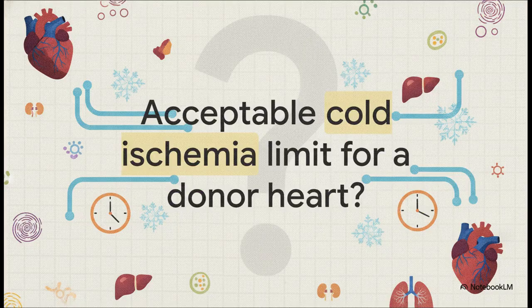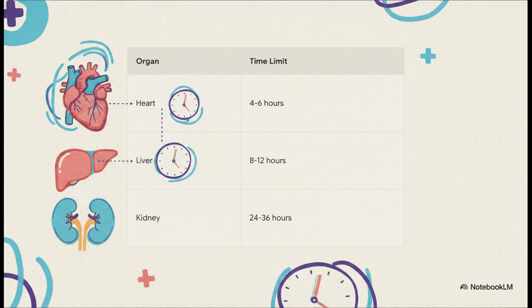Question 23. In modern heart transplantation, what is the upper limit of acceptable cold ischemia time for a donor heart before the risk of primary graft dysfunction increases significantly? A, 4 to 6 hours, B, 12 to 18 hours, C, 24 to 36 hours, or D, 48 to 72 hours? Answer A, 4 to 6 hours.